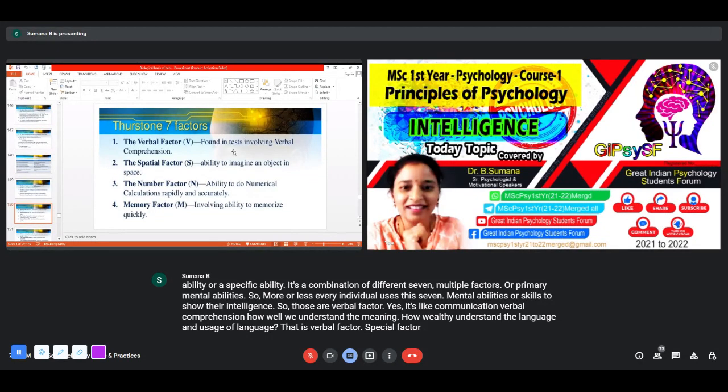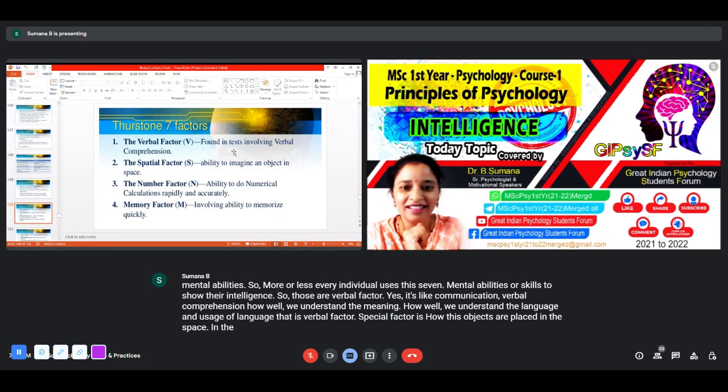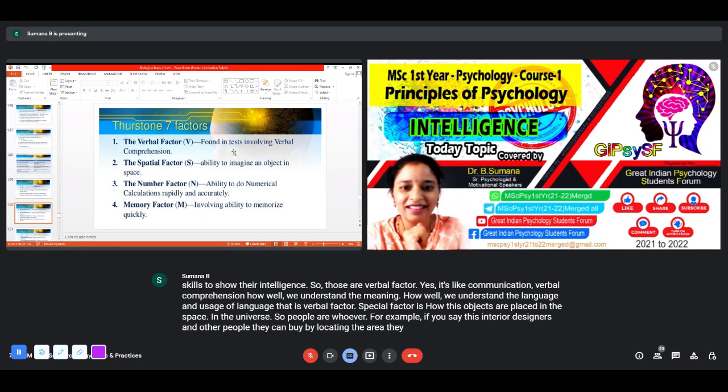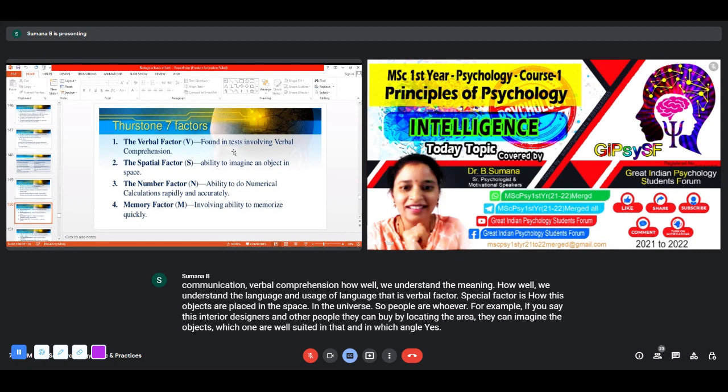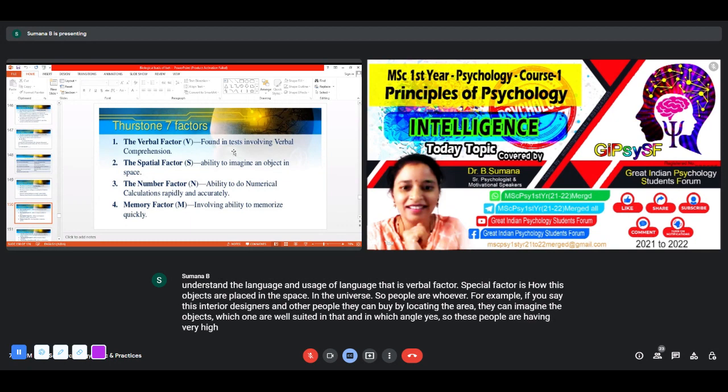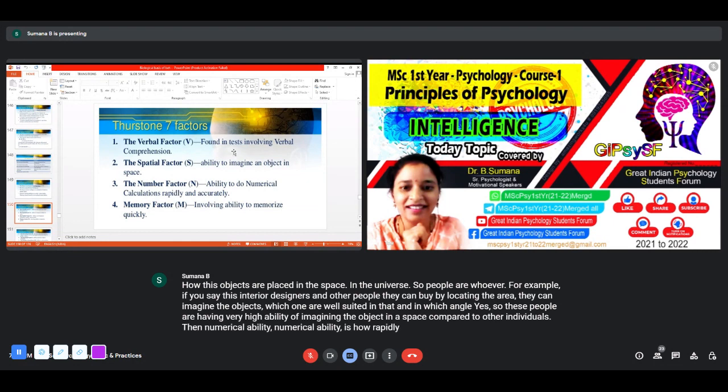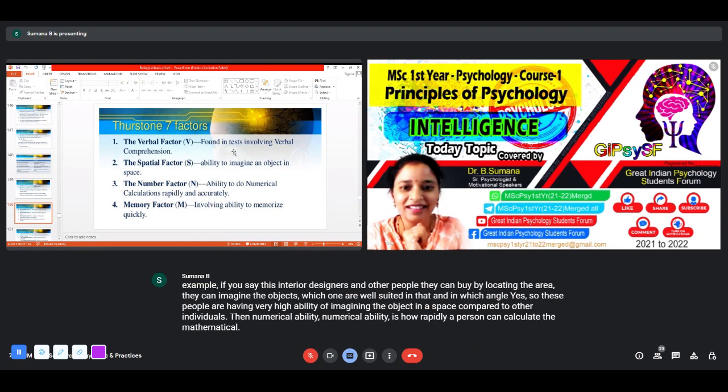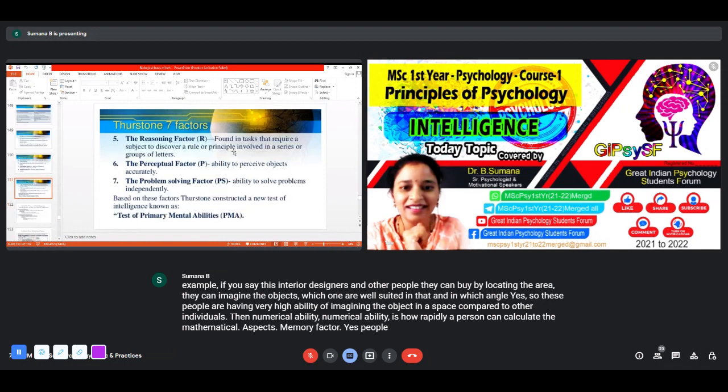The spatial factor is how objects are placed in space. For example, interior designers, by looking at an area, can imagine which objects are well suited in it and at which angle. These people have a very high ability of imagining objects in a space compared to other individuals. Then numerical ability is how rapidly a person can calculate mathematical aspects. Memory factor: a few people will have a great memory.